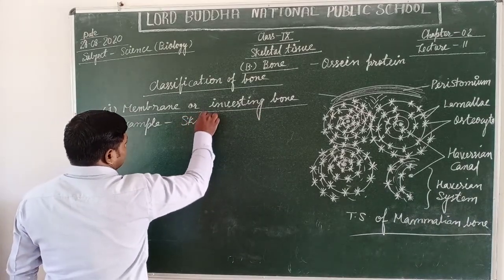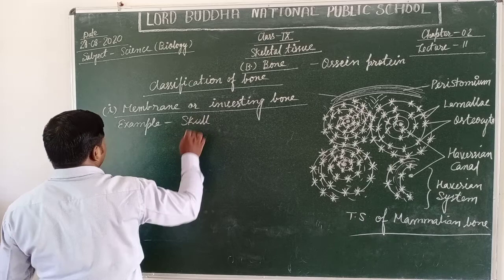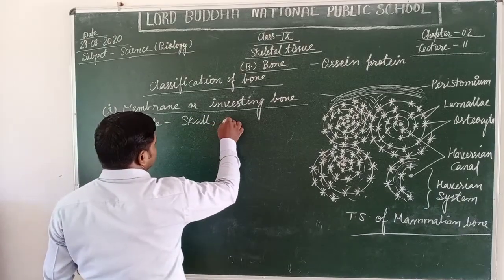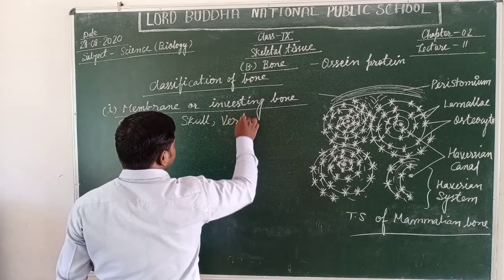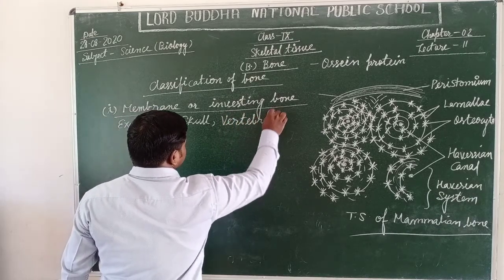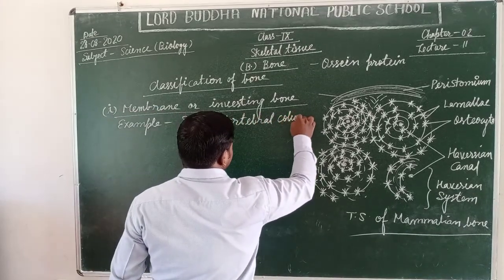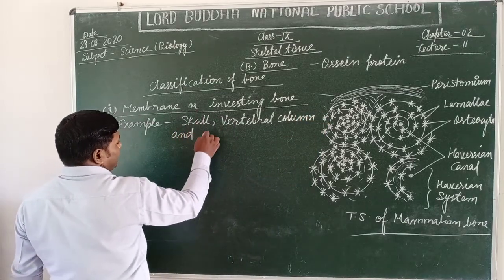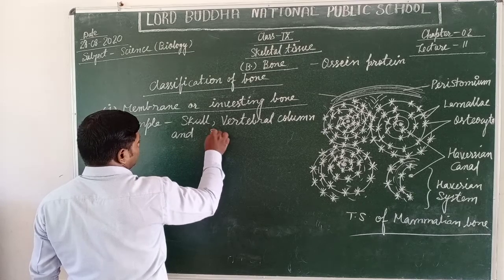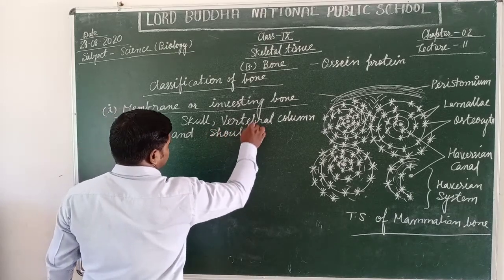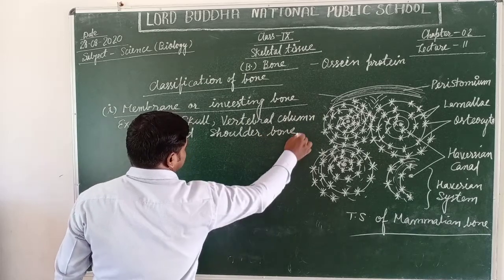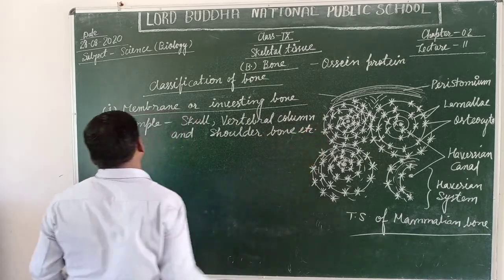Then here I take the example of the membranous bone, which is found in the skull, vertebral column, and the shoulder bones like the clavicle and scapula, etc.